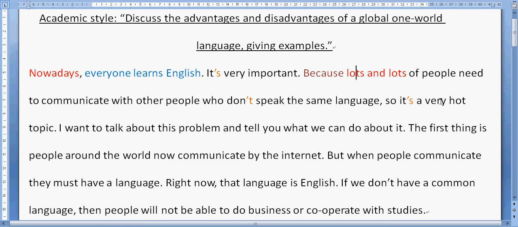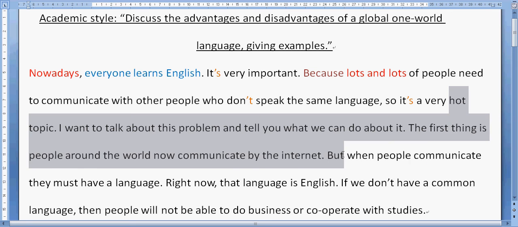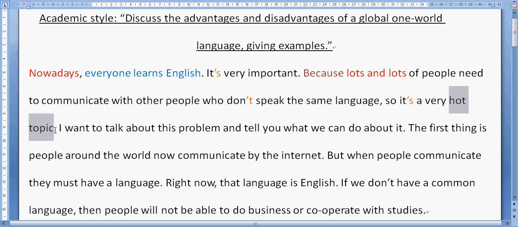So it's a very hot topic. Hot topic. Lots of students use hot topic, but it is not a very academic word or phrase. Just like nowadays and lots, hot topic is very informal, a bit like speaking. So let's put that in red and we'll change it to something more academic.